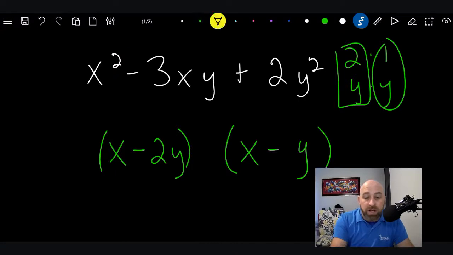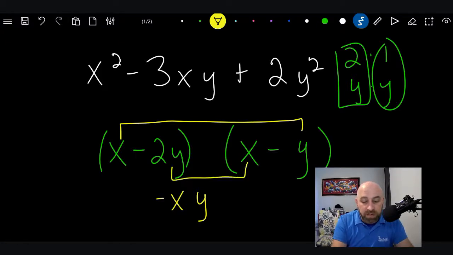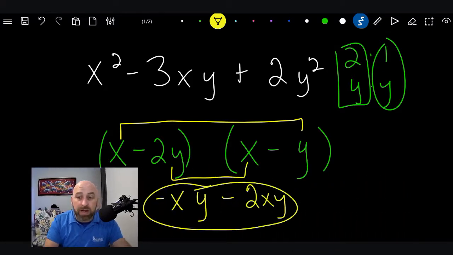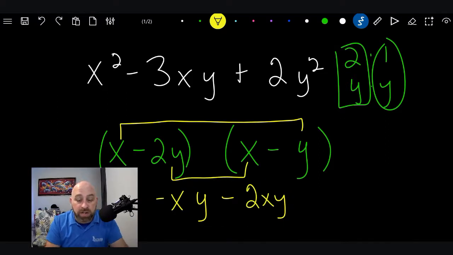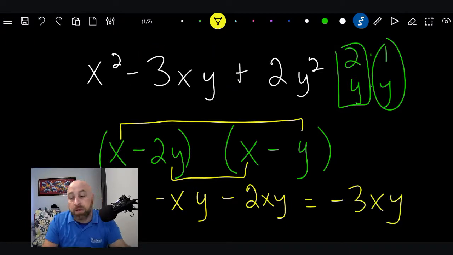And now you just try it out and see if you got it right. So we need to FOIL, but really we only need to do the outers and the inners. So what's x times negative y? It's a negative xy. And then here's the inners. We would have another negative 2xy. We would combine those, and when you're adding two negatives, you get negative 3xy, and that is indeed what we got there, so that would be our answer.